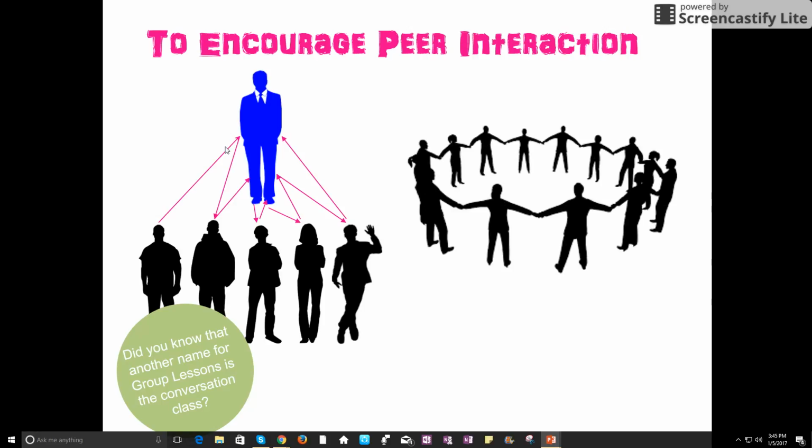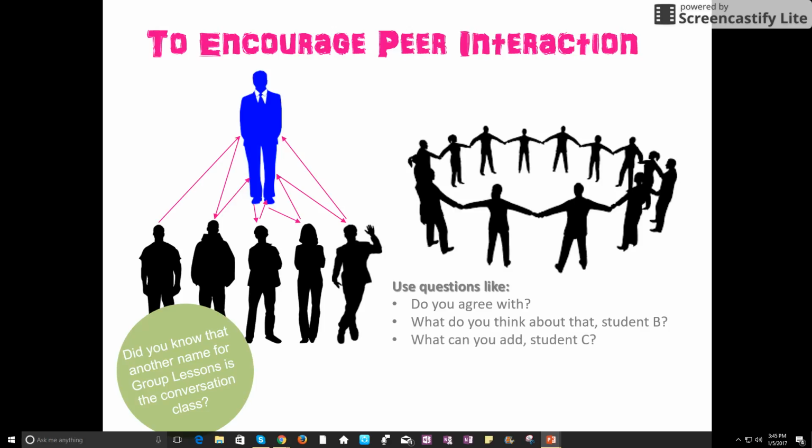So rather than having this structure of a class where all interactions go through you, try to encourage that peer interaction. You can encourage this by using questions like, do you agree with the student that just spoke? Asking their opinion about what another student says. So what do you think about that? Then, what can you add to what somebody else has said? And then, do you have any questions for your classmates?